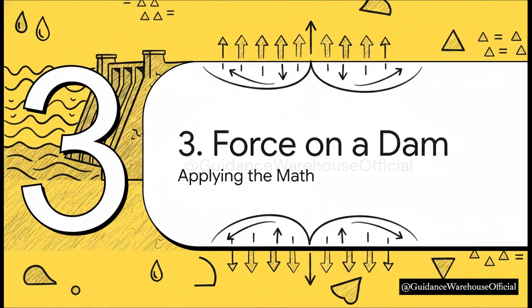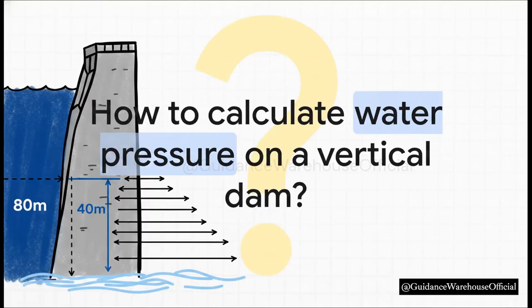Section 3. Calculating force on a dam. Let's connect this to the real world with a massive example. Imagine a giant dam holding back a reservoir. The dam is 500 meters wide and the water is 80 meters deep right at the dam's face. So how do we calculate the water's total pressure against that vertical wall?